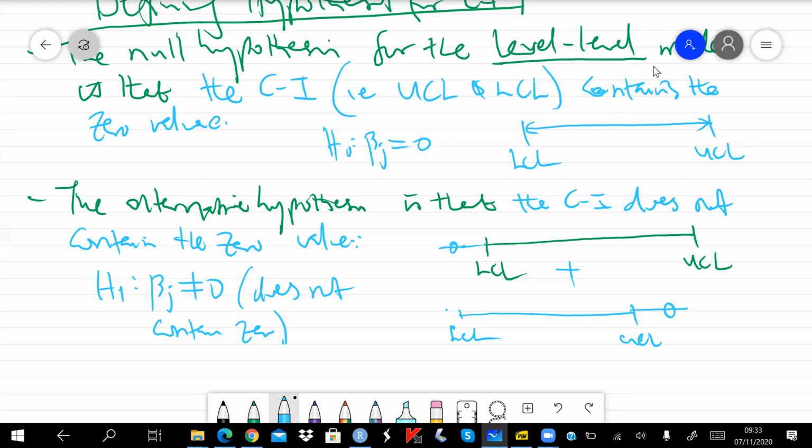So the hypotheses being tested here are similar to the default hypotheses we were testing earlier for single coefficients. If you're using the confidence intervals, you don't need the other method we discussed. You can use them interchangeably because the conclusion will be the same.